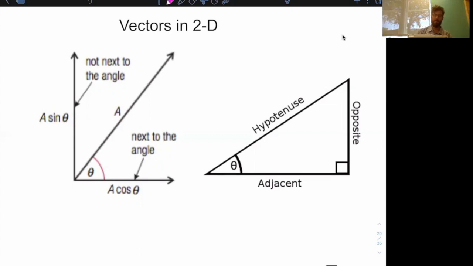Now you'll notice here that we can break this vector into two components, what they call a cosine theta and a sine theta. A cosine theta is next to the angle, a sine theta is not next to the angle. Now it's a little complicated, and you'll notice I've put a picture of a right triangle next to this vector.